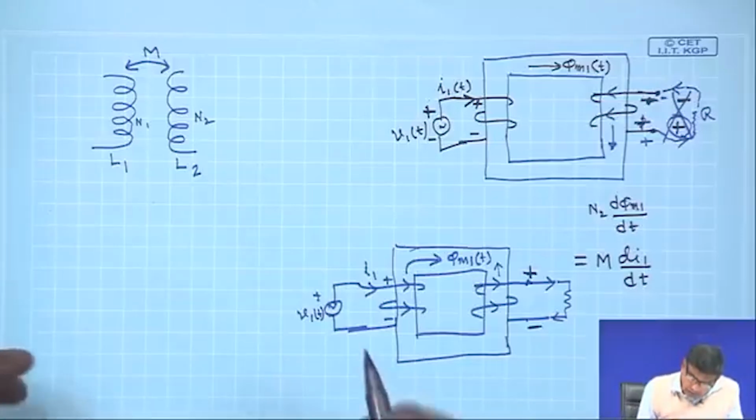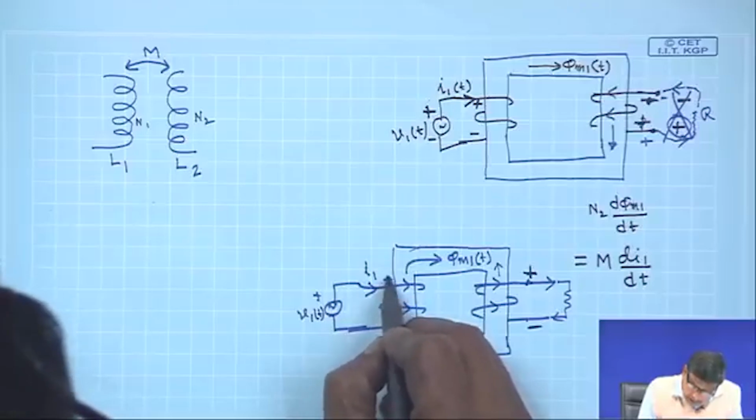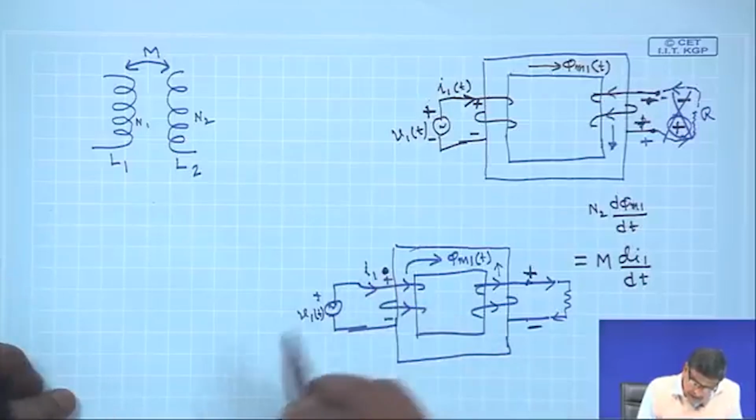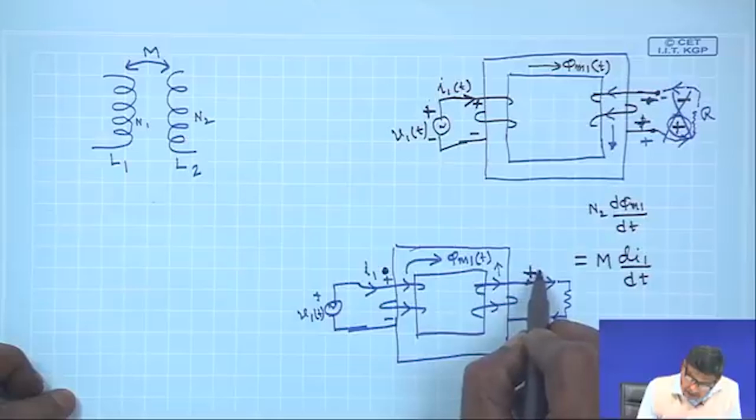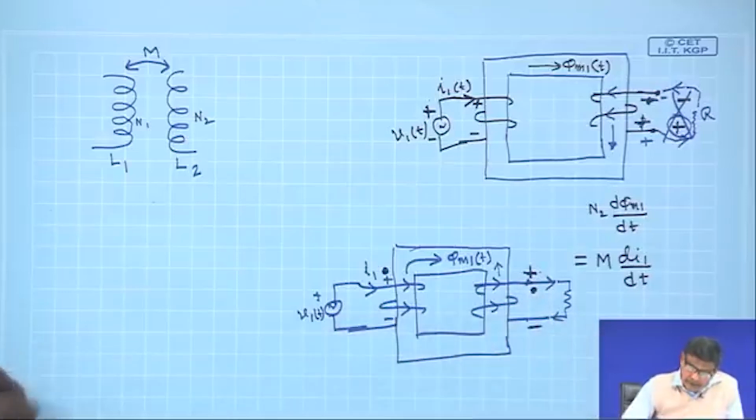Therefore, what they do is this: instead of this plus, they will put a bullet or dot mark here, and a bullet here. So, the convention of dot polarities is nothing but showing the instantaneous polarities of the primary and secondary side voltage.